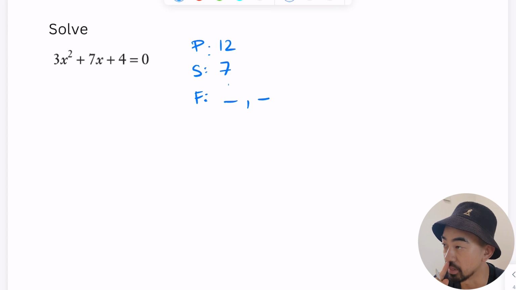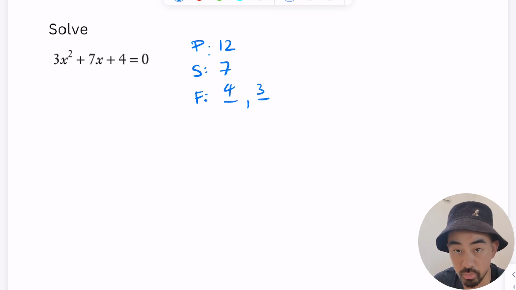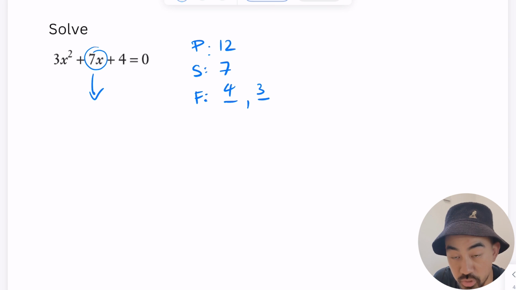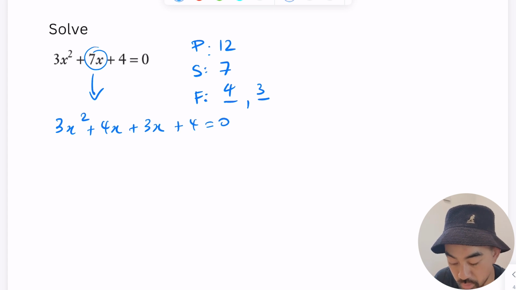Well, I think that's going to be 4 and 3, right? 4 times 3 is 12. 4 plus 3 is 7. Now this one you need to do a bit differently. What we're going to do is split that middle term using our factors. So we've got 3x squared plus 4x plus 3x plus 4 is equal to 0.